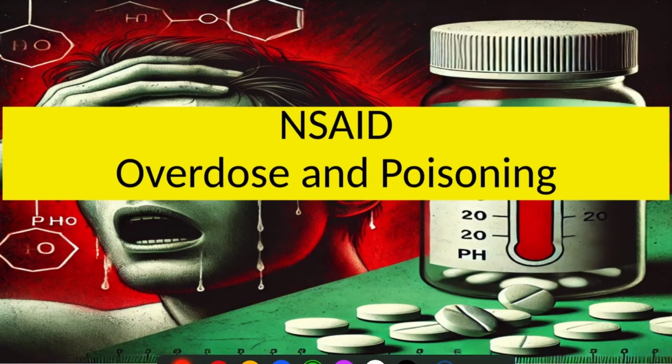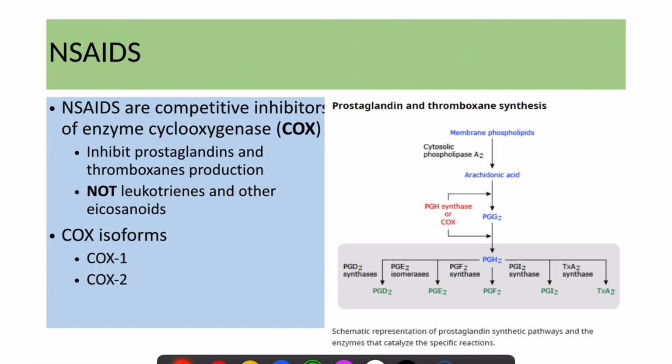In this video, we'll discuss NSAID overdose and poisoning. NSAIDs are competitive inhibitors of the enzyme cyclooxygenase. So by inhibiting this enzyme cyclooxygenase, they inhibit the synthesis of the prostaglandins and thromboxanes. This COX enzyme has two isoforms, COX-1 and COX-2.